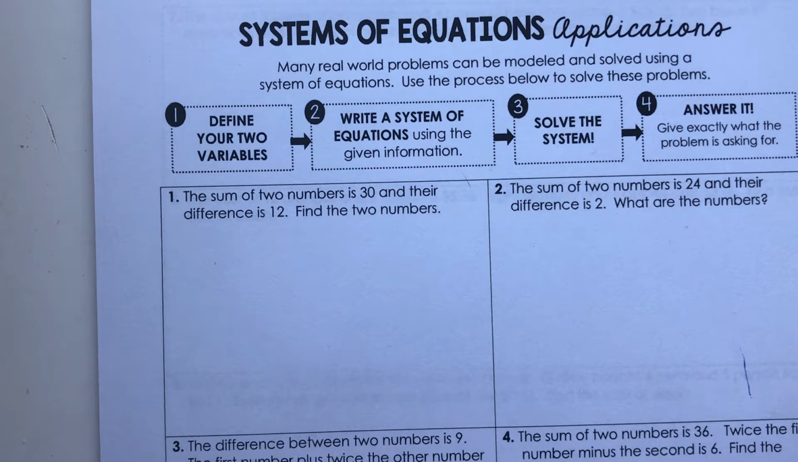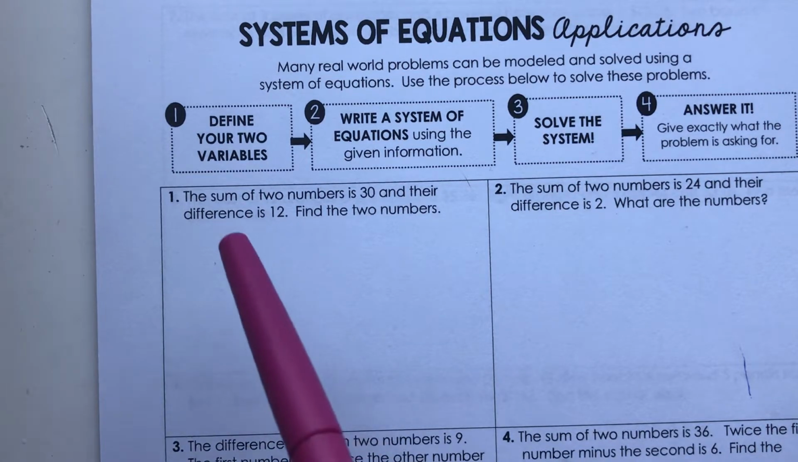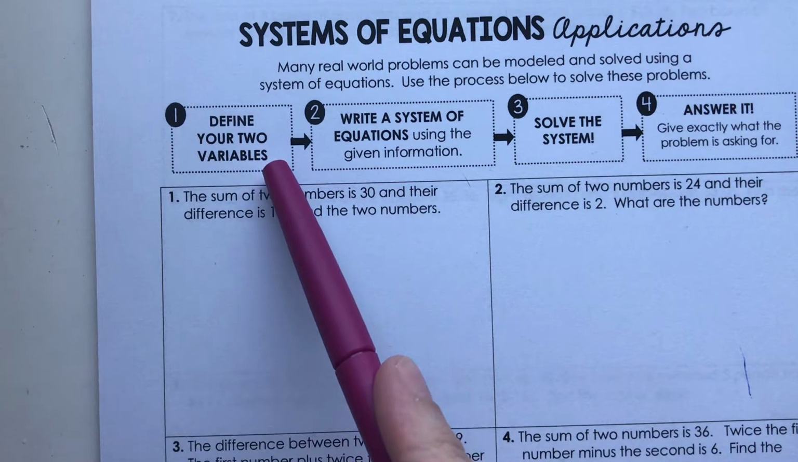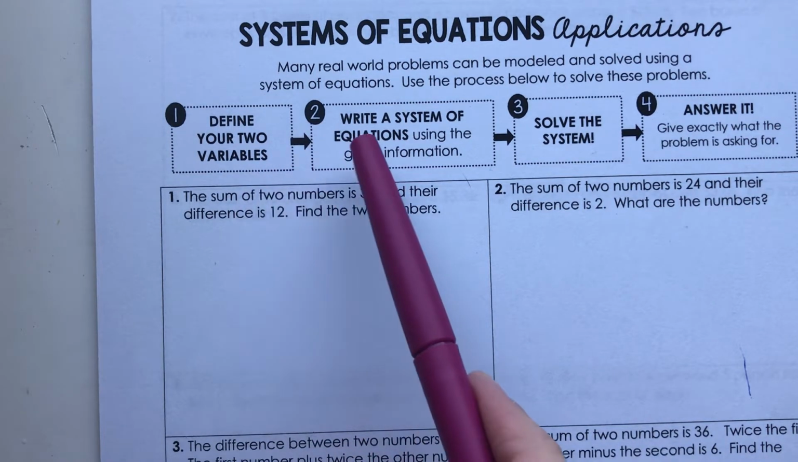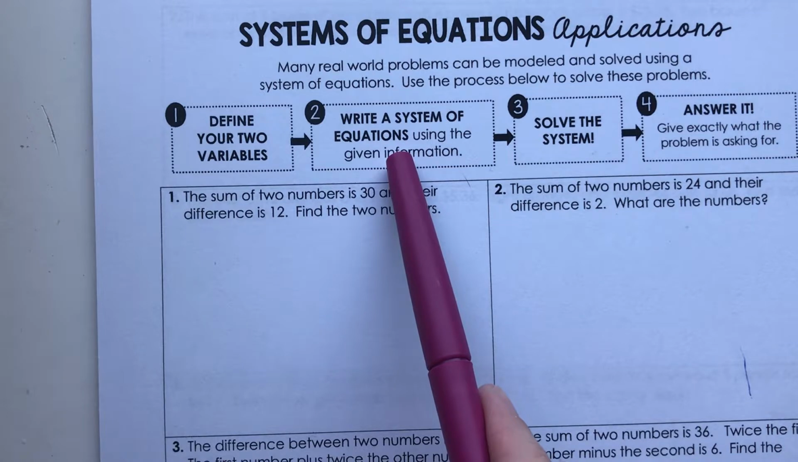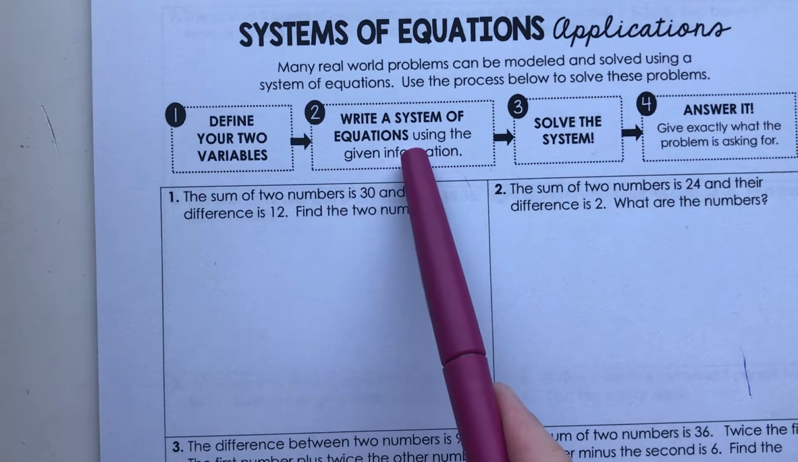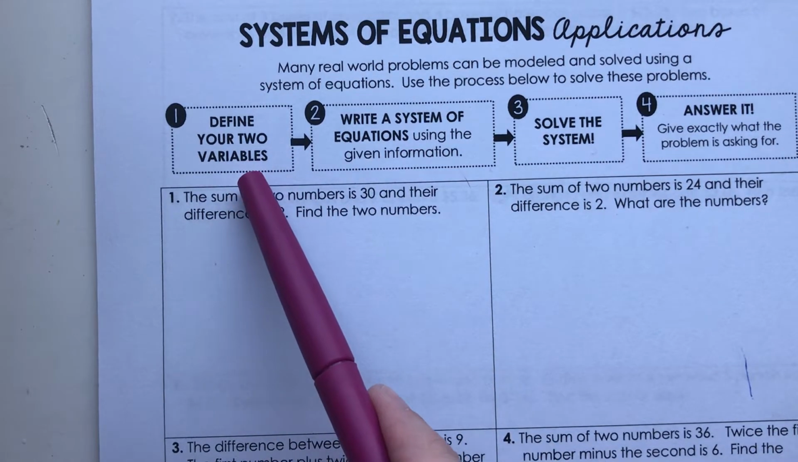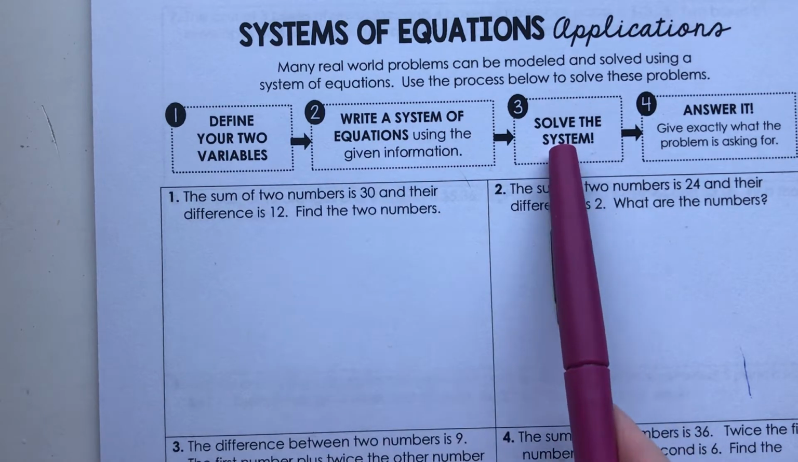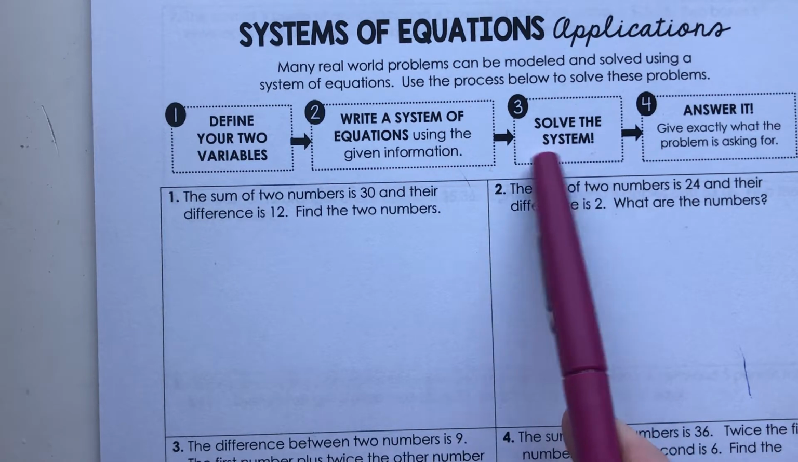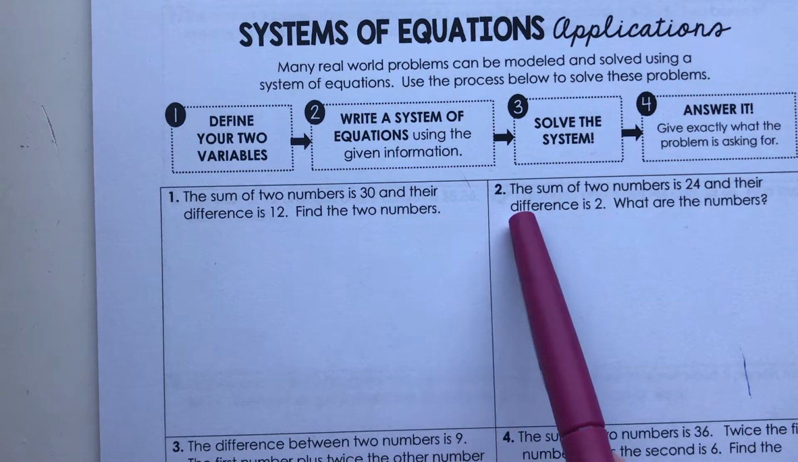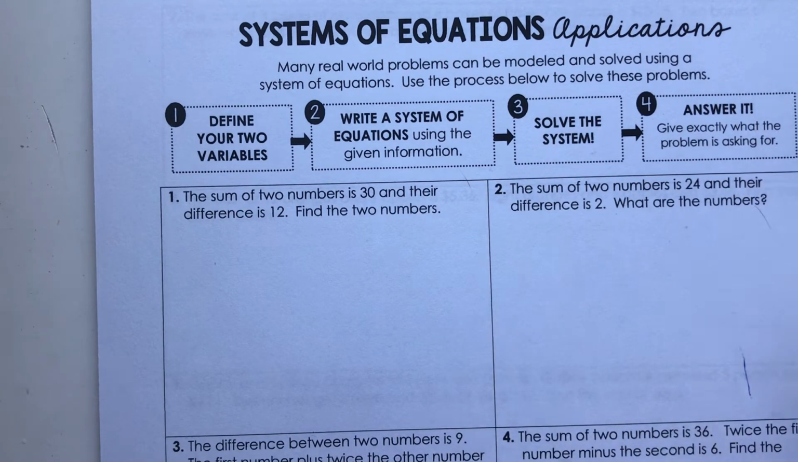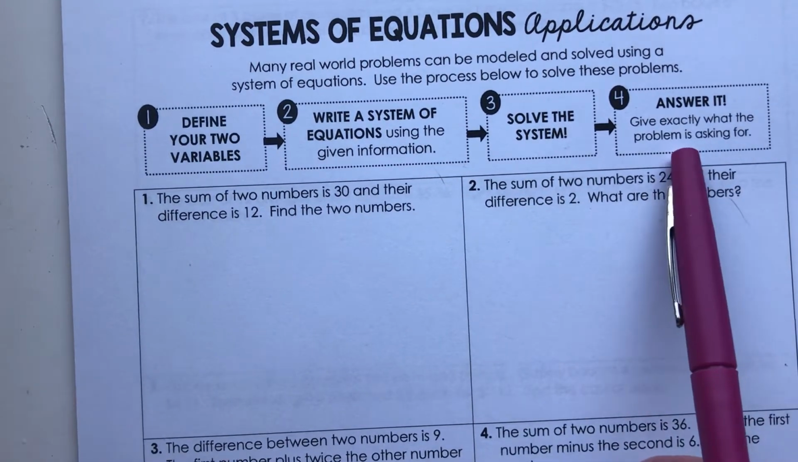Remember, systems of equations are where we have 2 or more equations with 2 or more variables. The first thing we're going to do is define our 2 variables. Then we're going to write a system of equations. Don't let that scare you. You're just going to write 2 equations that go with those 2 variables. Then we're going to solve the system. We have 3 ways to do that now: graphing, substitution, and elimination. And then we're going to answer it and make sure that the answer makes sense.